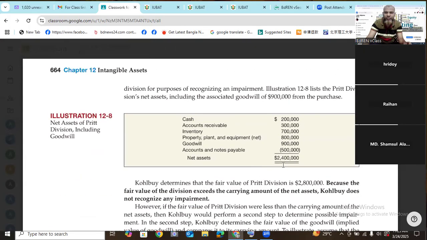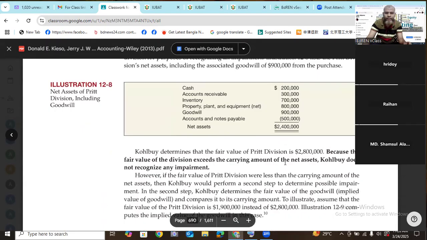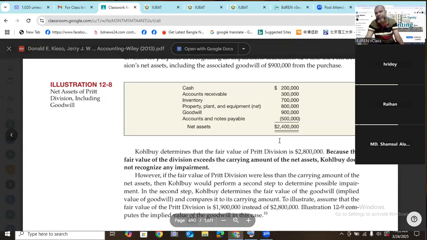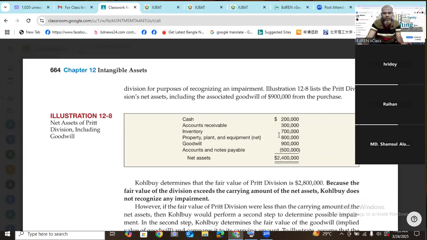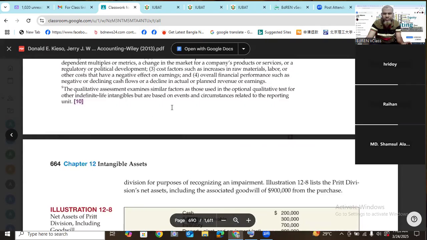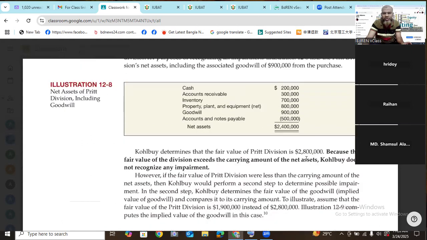So this is the fair value, 28 lakh. Because the fair value of the division exceeds the carrying amount. This is the carrying amount, isn't it? 24 lakh is the carrying amount, and the fair value is 28 lakh. Because the fair value exceeds the carrying amount.